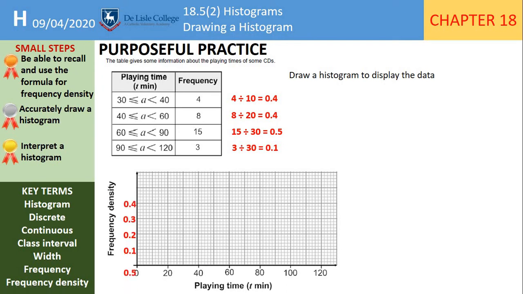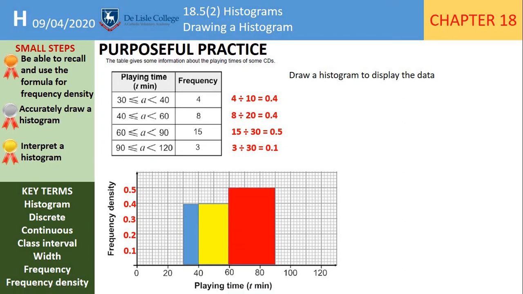Think about a suitable scale up the side first. So if we were using this one here, and generally in an exam they tend to give you the axes already drawn. Like in this question, you need to work out a suitable scale up the side, and that would be 0.1 for each 5 small squares. So a bar of 30 to 40 should have a height of 0.4. A bar from 40 to 60 should also have a height of 0.4. A bar from 60 to 90 should have a height of 0.5. And a bar from 90 to 120 should have a height of 0.1.